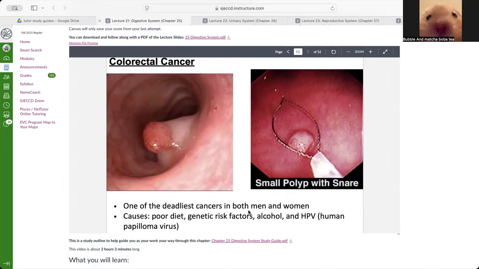Colorectal cancer is detected by colonoscopy. It's from poor diet, from not having enough fiber, and genetics, alcohol, or HPV.